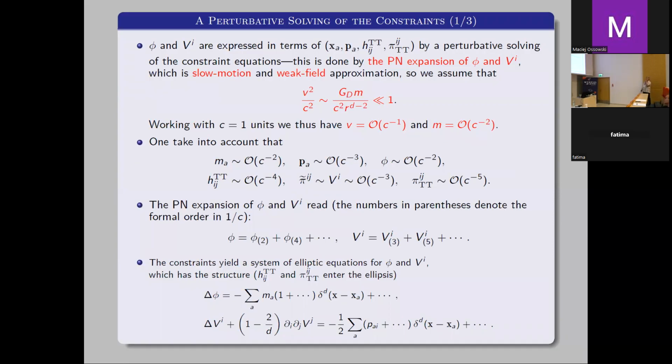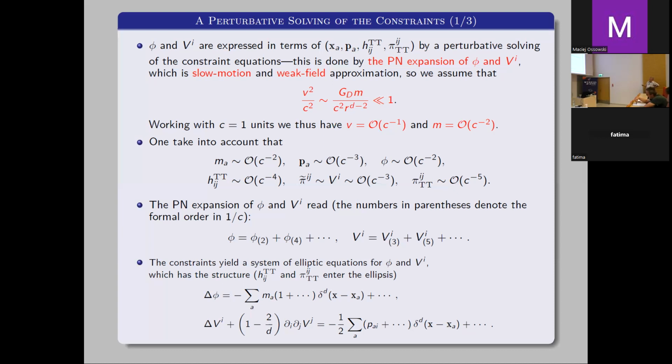Okay, so time to start making post-Newtonian expansions. These expansions are needed for perturbatively solving the constraint equations. So the first step is to express, using the constraint equations, the functions phi and v^i in terms of the canonical variables of the theory. And to do this, we use the post-Newtonian approach. So as I have already said, we assume that this quantity is very small.